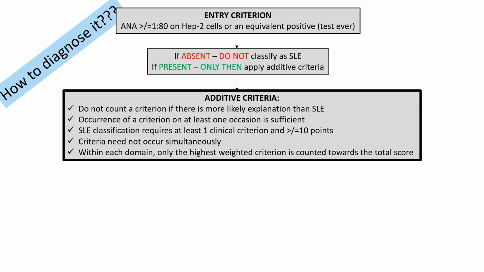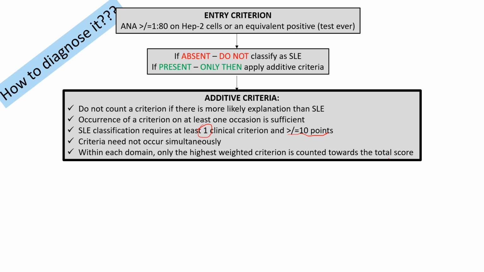And these additive criteria are: do not count a criterion if there is a more likely explanation than SLE. Occurrence of a criterion on at least one occasion is more than sufficient. SLE classification requires at least one clinical criterion and more than or equal to 10 points. This I will explain in the next few scenes, then you will get conceptual clarity about the same. The criteria need not occur simultaneously, and within each domain only the highest weighted criterion is counted towards the total score.